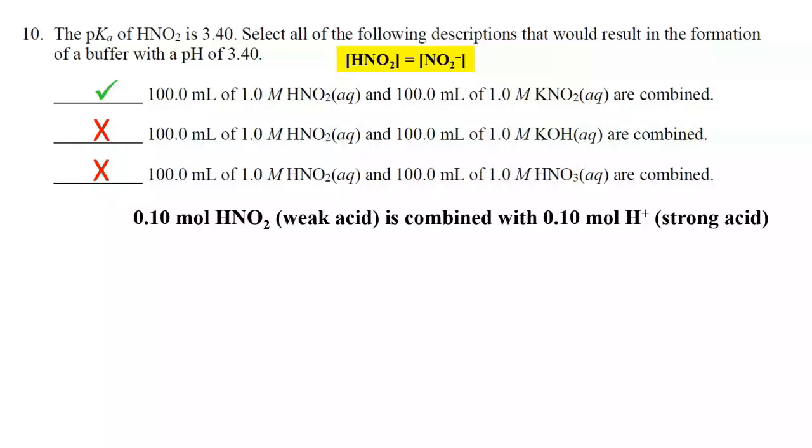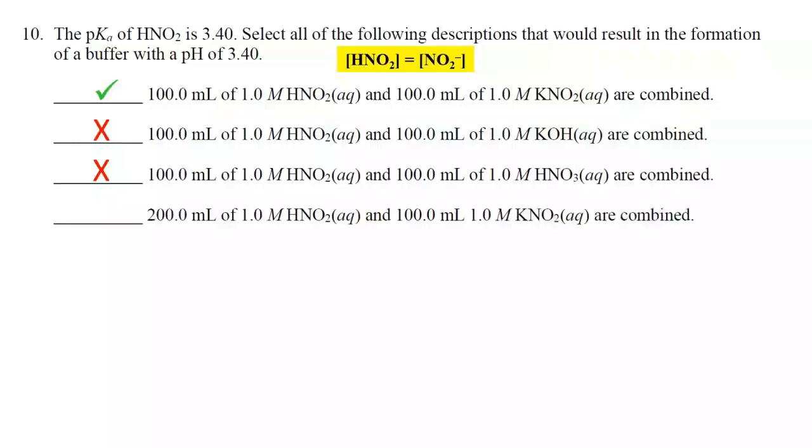In the next description, we have details that appear similar to the first description. We are combining a solution of 1 molar nitrous acid with a solution of 1 molar potassium nitrite. The difference between this description and the first description in question 10 is that the volume of each solution is not the same. So we have 200 milliliters, or 0.2 liters, of 1 molar nitrous acid, and it's combined with 100 milliliters, or 0.1 liters, of 1 molar potassium nitrite.